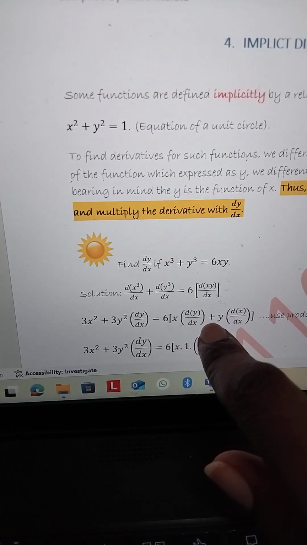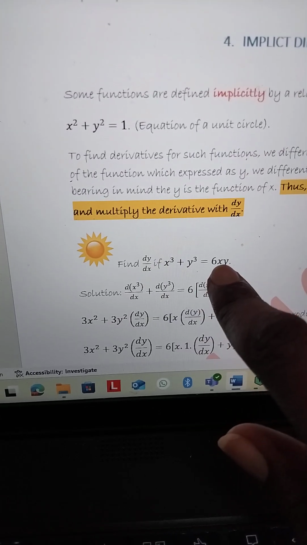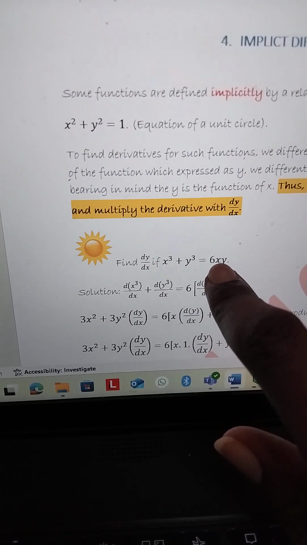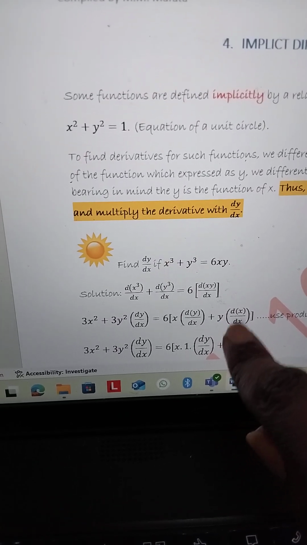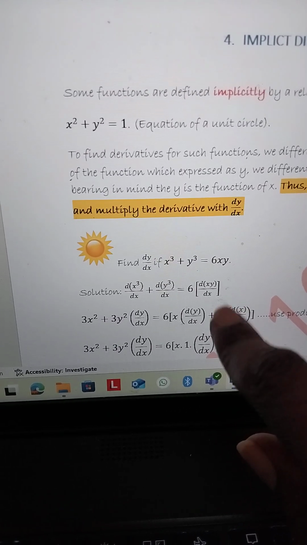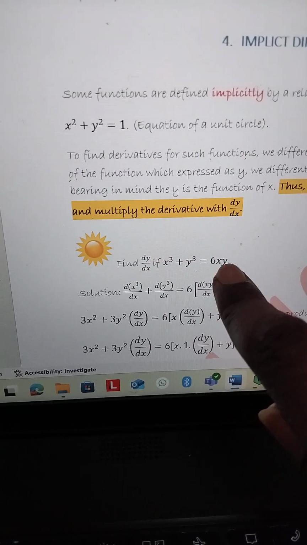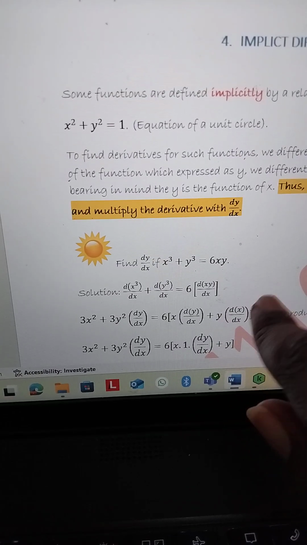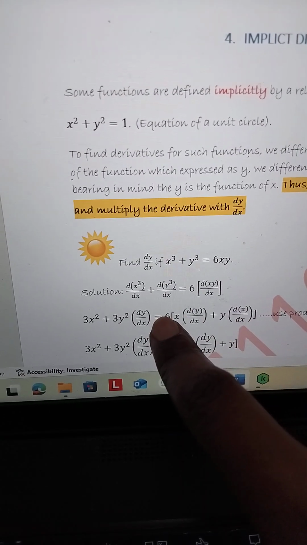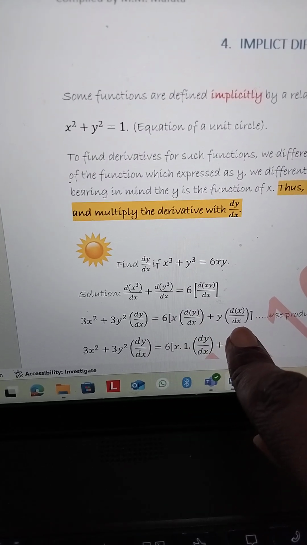Remember, it's product rule. Then we have y, and then we are going to multiply by the derivative of x. So we don't have to multiply by dy/dx because it is x. So it is y as is multiplied by the derivative of x, which is 1, and then we close the bracket. The 6 is here. So this is the product rule right here.